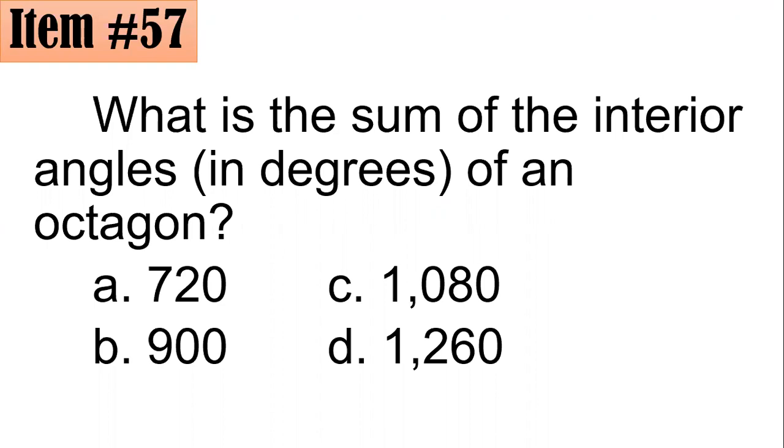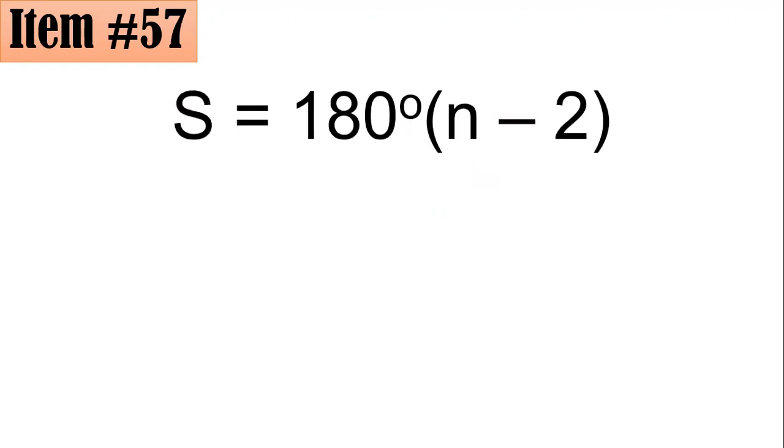According to Sir Kim, he commented C, the formula is 180 times 8 minus 2, and I agree with that. Because if you could still recall, the formula for the sum of all the interior angles of a convex polygon is S is equal to 180 degrees times n minus 2, where n here represents the number of sides of that particular polygon. Tama po, Ma'am Judy.